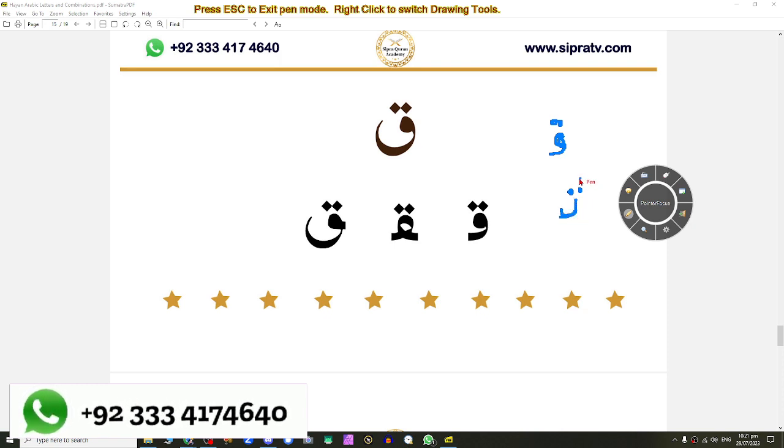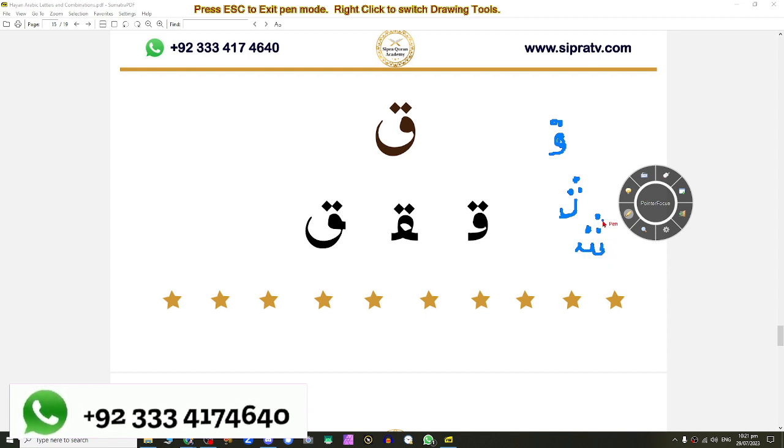Ta. If we place another dot at the top, it becomes the letter Sa. What does it become? Sa. If we draw three spikes and then we place three dots at the top, it becomes Sheen. What does it become? Sheen. Yeah, this is the thing which you need to remember.